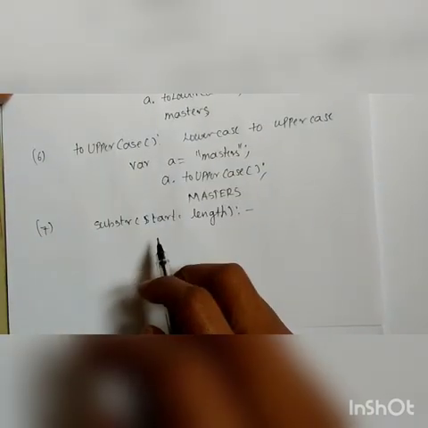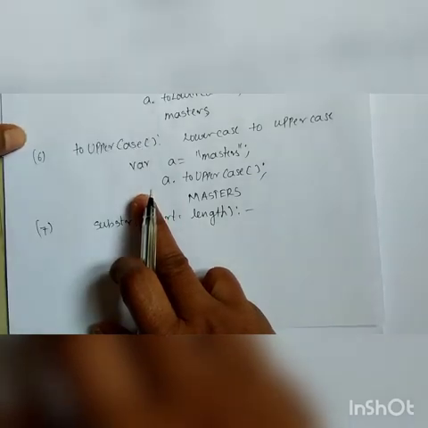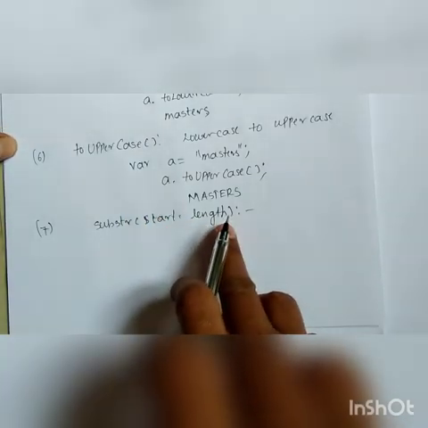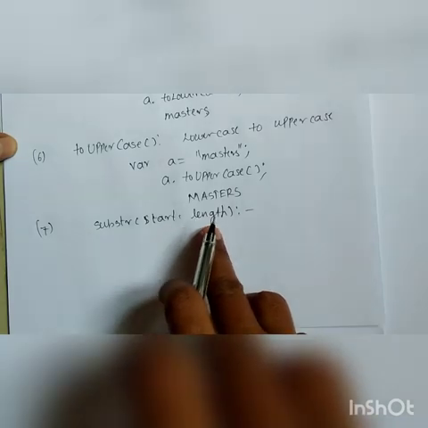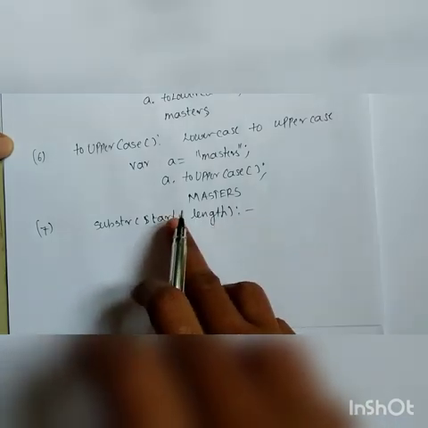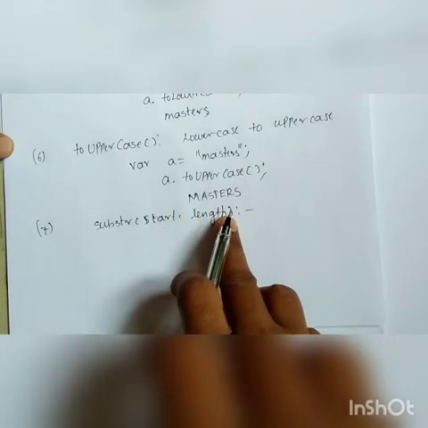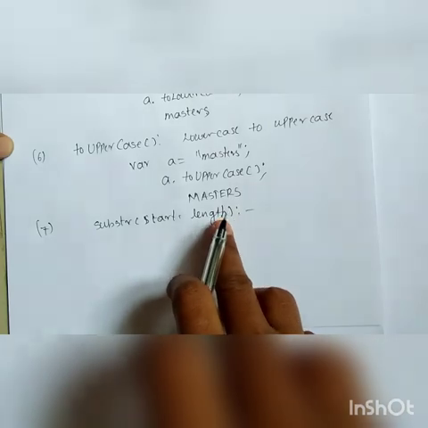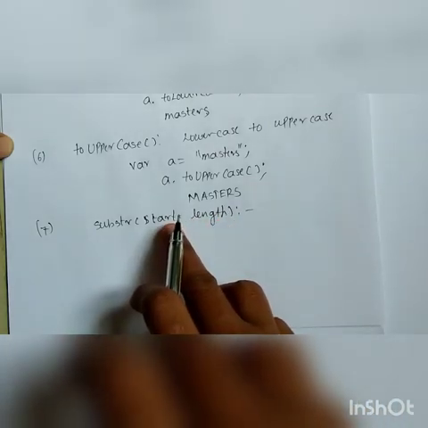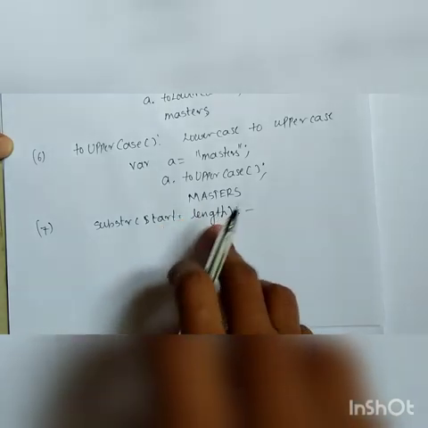And the next method is substr. It takes two arguments, that is start and length. The substr method is used to return a string of characters from start up to the length. Length is nothing but the number of characters of the string. Start is nothing but the starting position of the string.